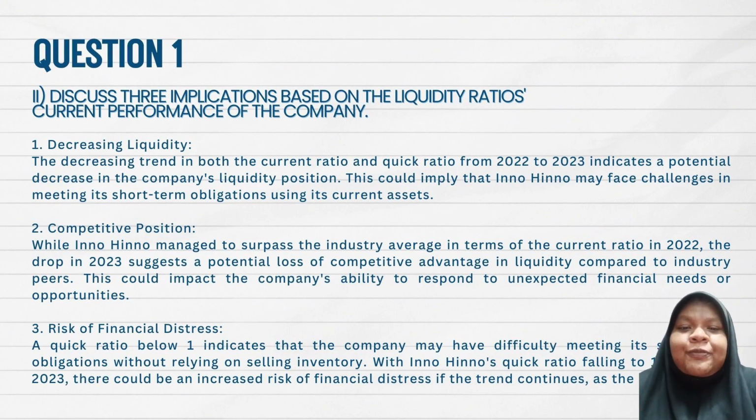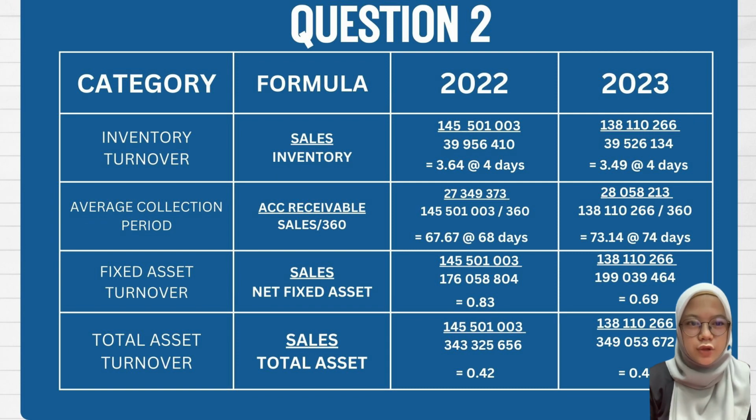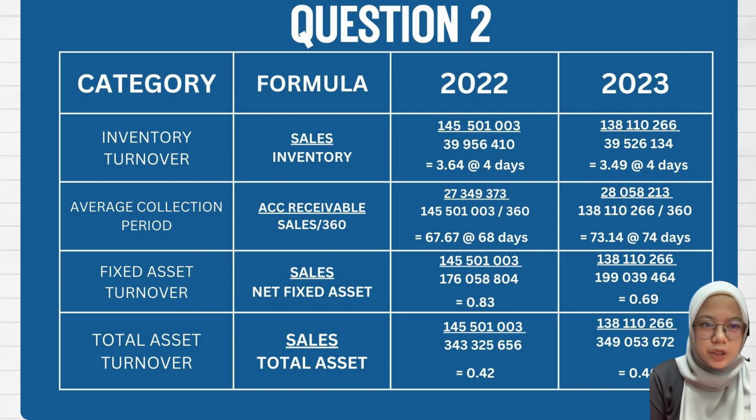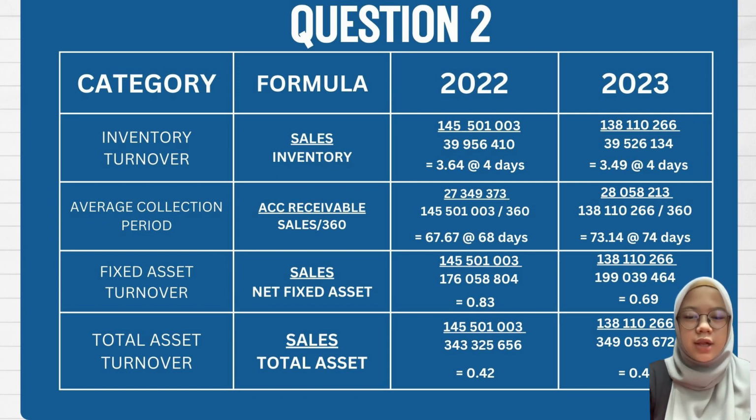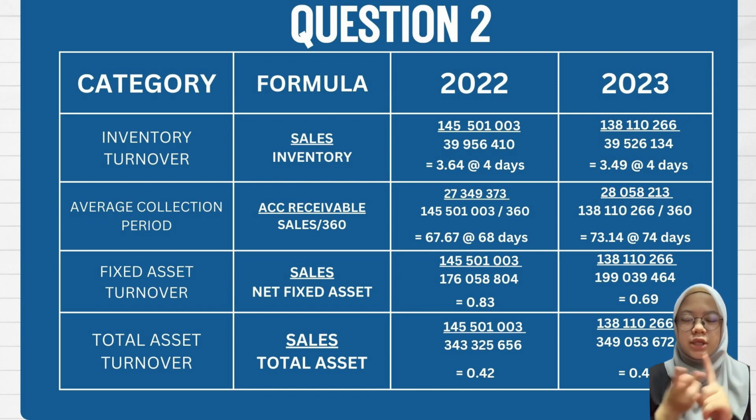Thank you. So I will explain about question 2. This is the asset management ratio for Samsung Electronics Co. Ltd and its subsidiaries for 2022 and 2023. The asset management ratio consists of 4 categories: inventory turnover, average collection period, fixed asset turnover, and total asset turnover. To get inventory turnover, sales divided by inventory.